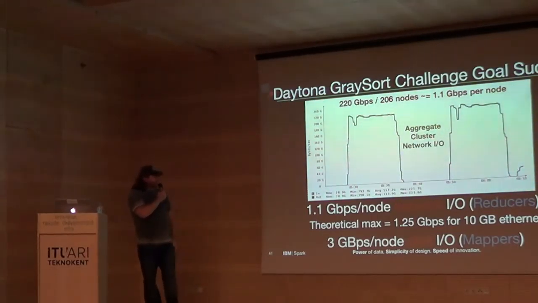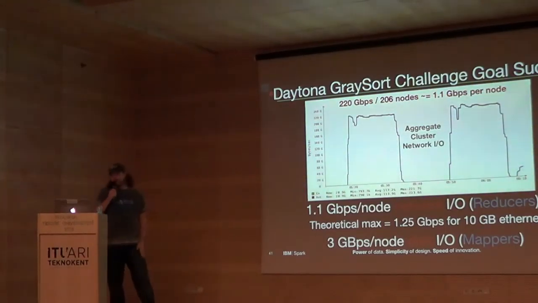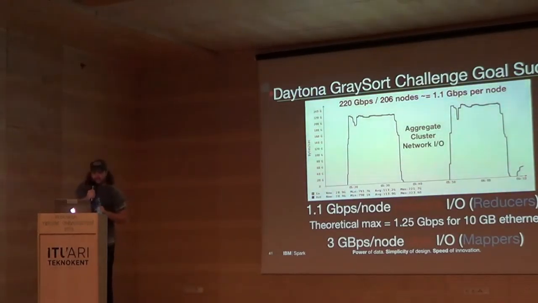So they got close to that. So, yeah, that's what they were going for. And then they ended up getting right up to the 3 gigabyte per second per node disk I/O. I don't have a chart for that one.